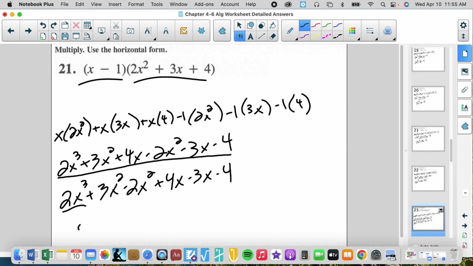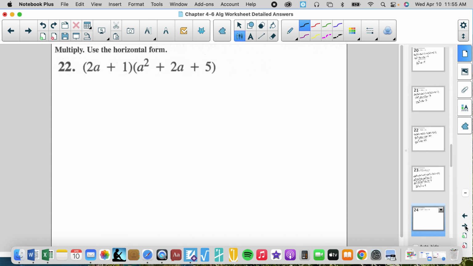Doesn't have a partner, so 2x to the third. This does have a partner, plus x squared. We combine their coefficients, 3 and negative 2. We're not going to write 1. These have partners. 4 and negative 3 also makes 1x. We don't write the 1. And there you have it.